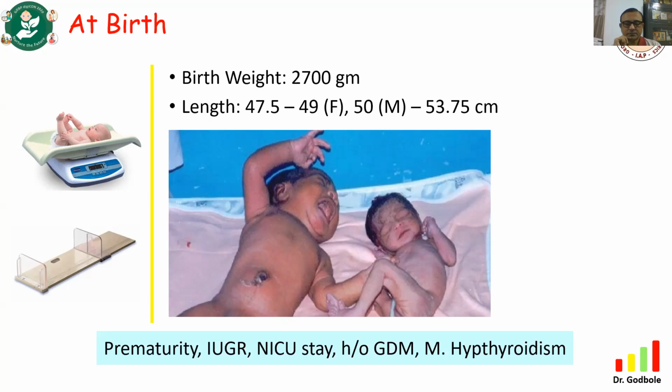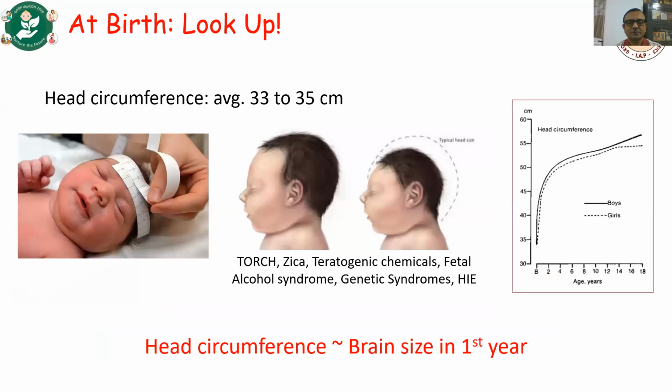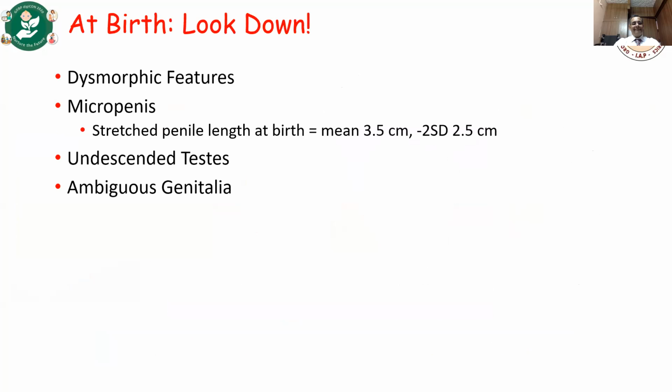when there is prematurity, IUGR, NICU stay, history of gestational diabetes in mother or hypothyroidism in mother, look at the growth for the next few years very carefully. It will pay you a lot. Again, I use these words: look up, look at the child's head. Don't forget to measure the head because it gives a lot of clear understanding, because head circumference has a direct correlation with the brain size and obviously brain function in the first year.